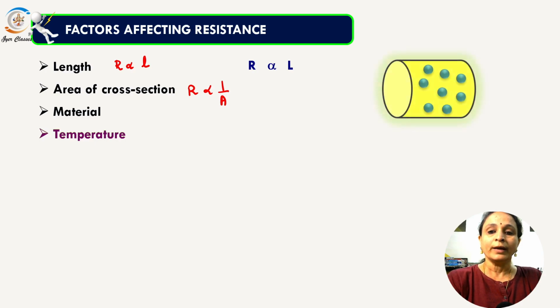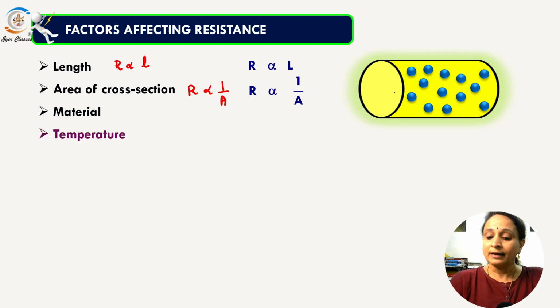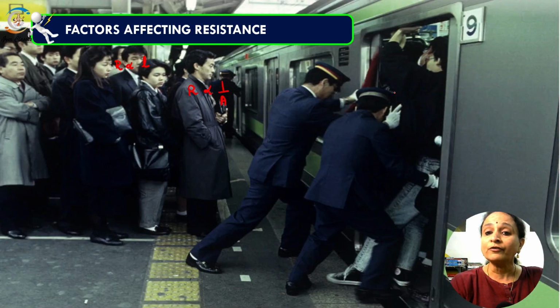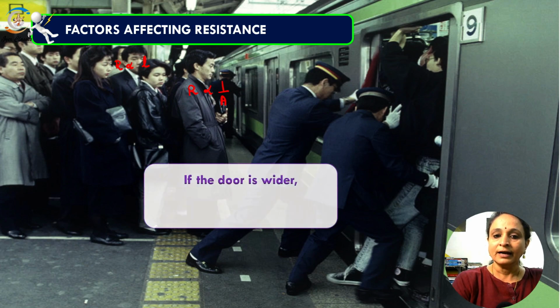Now, if there is a conductor, as you can see here, then more is the length, more is the atom, so the resistance also increases, but provided the area of cross section is less. Now, how does it depend upon the area of cross section? We know that somebody has to get inside the train, so if the door is small, the resistance will be more; if the door is big, more people will be able to enter, and the resistance will be less.